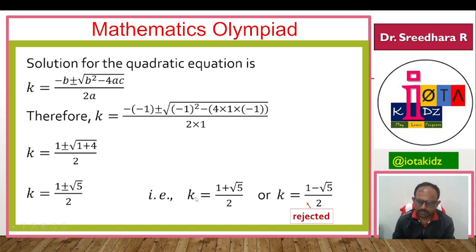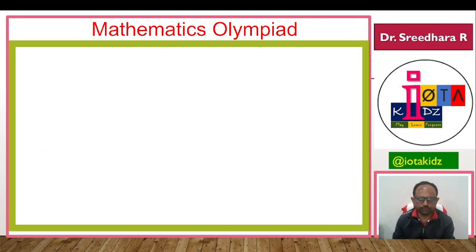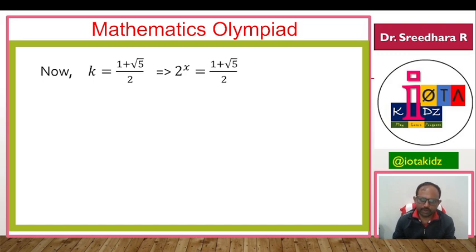And we can accept this term: k is equal to 1 plus root 5 divided by 2 can be accepted. Therefore, the k value is 1 plus root 5 divided by 2. So now let us take the k value 1 plus root 5 divided by 2, and we know that k is equal to 2 to the power of x, which implies 2 to the power of x is equal to 1 plus root 5 whole divided by 2.